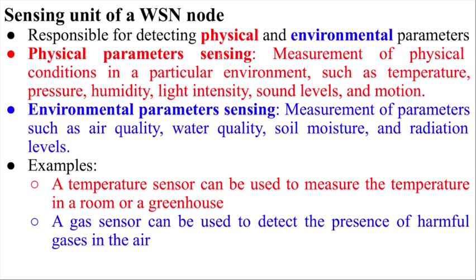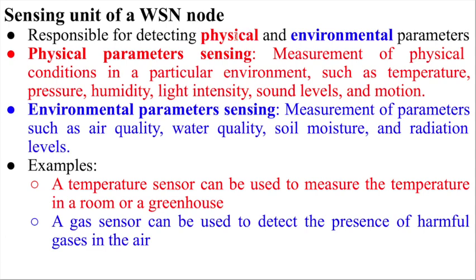Physical parameter sensing measures the physical conditions in a particular environment, such as temperature, which is a physical quantity, and pressure. Pressure, for example in a gas pipeline: if more pressure is there, they can detect it. Humidity and moisture in the soil, and light intensity are also physical parameters. Sound level is also a physical parameter, along with motion detection and other things. All these are physical parameters detected by the sensors attached to the sensing unit in a node.